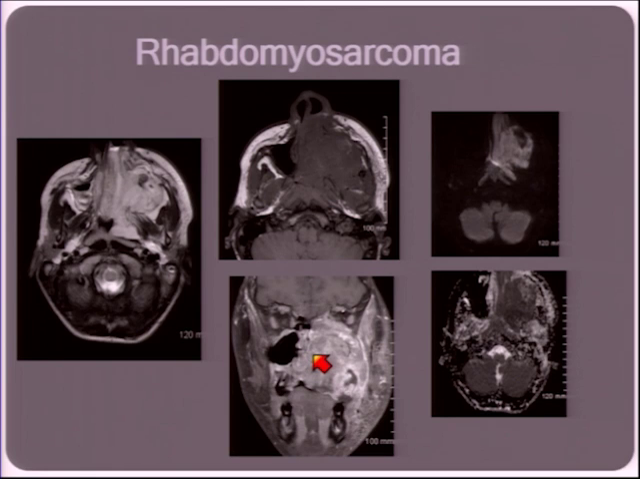And here we have another one of those parameningeal locations. So we're going to look for the intracranial extension, which we do not have in this case, but you can see a superior displacement of the orbit. And it looks cellular on the DWI images.